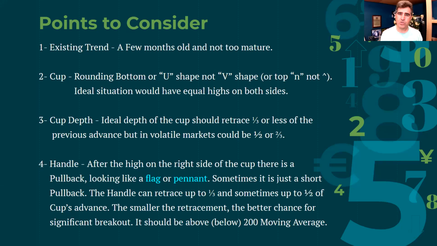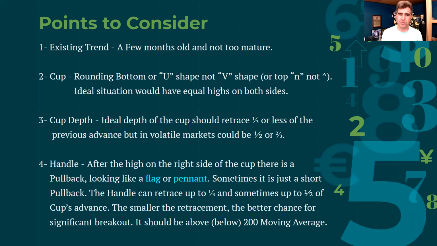Now, the ideal situation would be for your cup to have equal highs, so it's like a horizontal line. It happens, but there are times that it doesn't. Sometimes the right side is a little higher, or it could be a little lower. So pay attention to that. But the ideal position would be, if it's possible, a cup formatted in a way of equal sides.